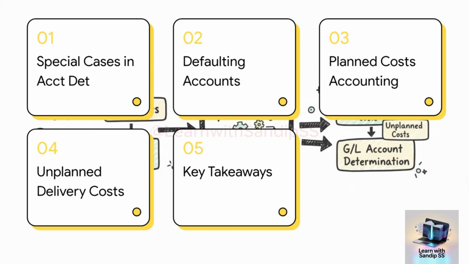So, here's what we're going to cover. First, we'll get a quick overview of these special cases. Then we'll see how SAP defaults accounts for items without a master record. After that, we'll really dig into the accounting for both planned and unplanned delivery costs. And of course, we'll wrap it all up with the key takeaways you need to remember.